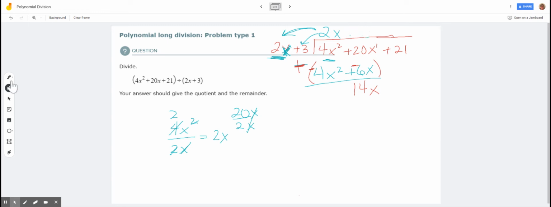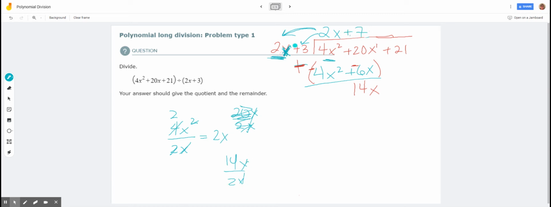Then you ask, how many times does 2 go into 14? And x. How many times does 2x go into 14x? So that's 14x divided by 2x is what you're thinking. And the answer is 7. So you go plus 7.